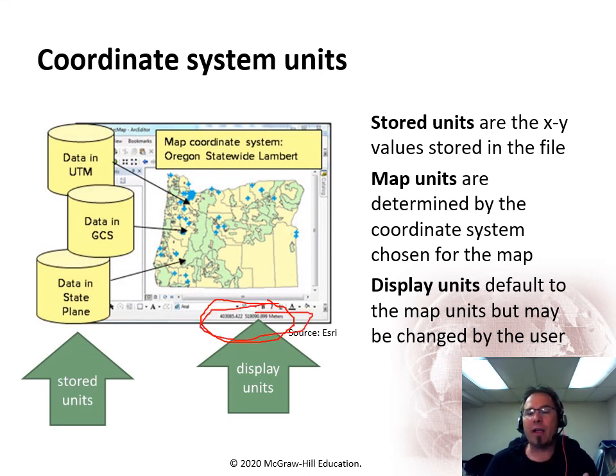So again, that's just a data frame property. You can change that to anything you want. It could be miles, meters, whatever, lat-lon. So the idea is that that's just a handy thing, but it doesn't affect the data whatsoever.